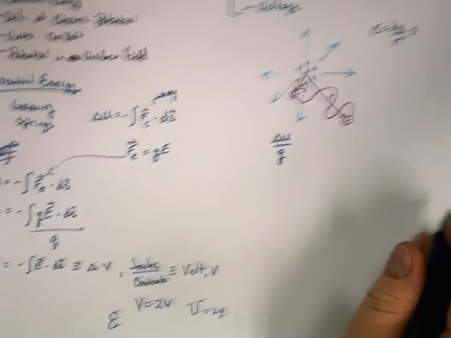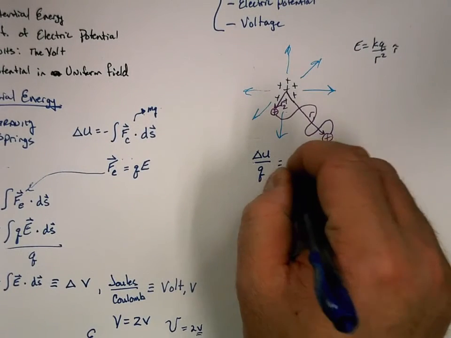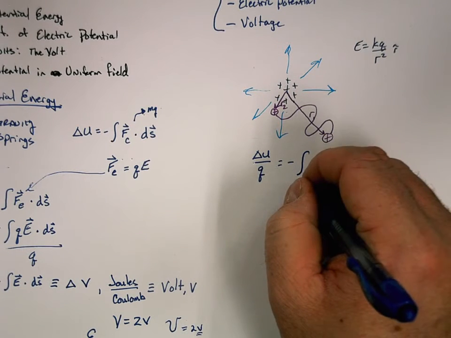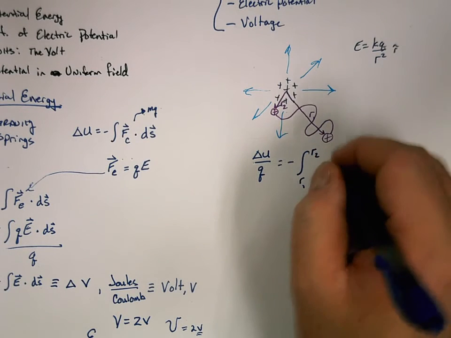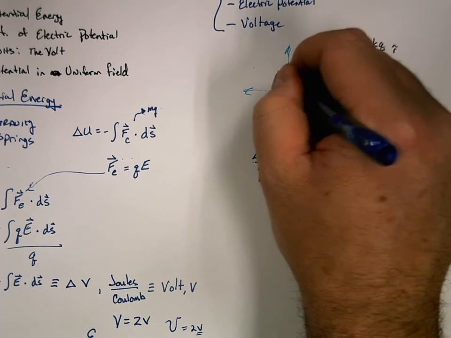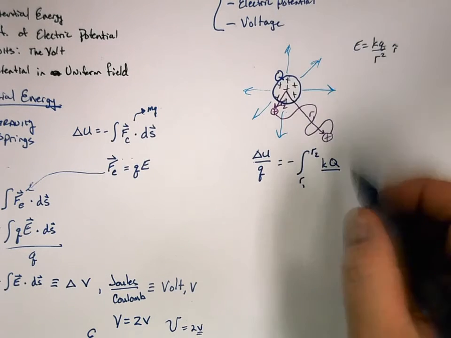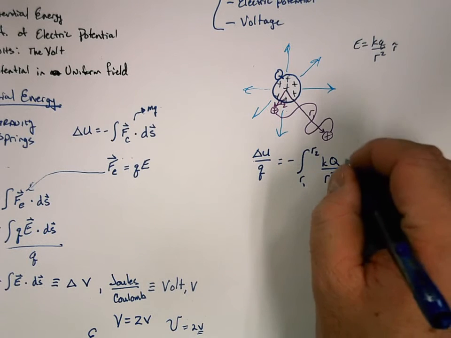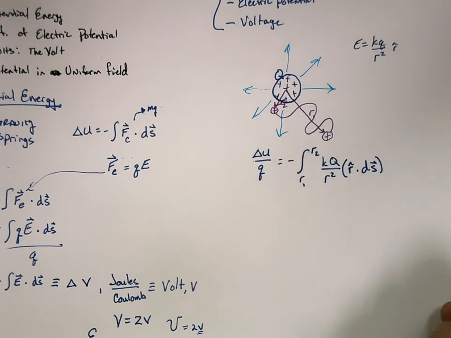over Q, from our potential down here, equals negative integral from R1 to R2 of KQ. This is Q up here, KQ over R squared, R hat dot ds.